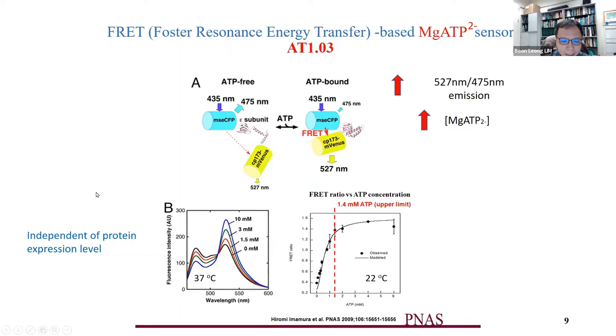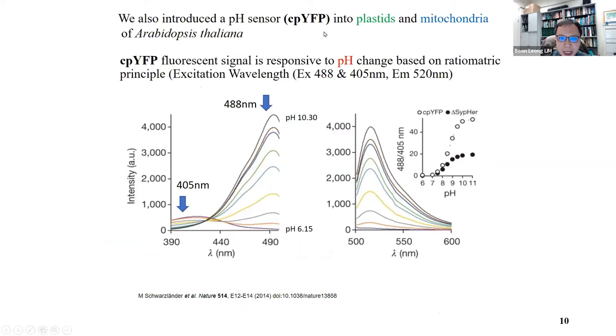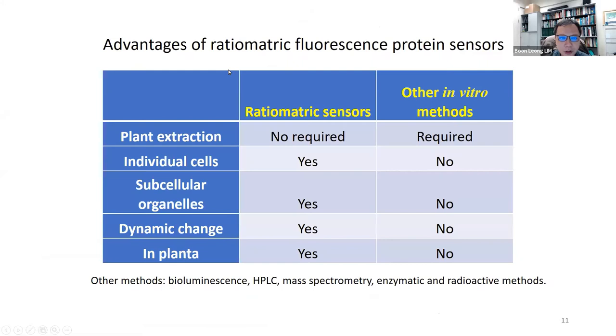We also introduced a pH sensor. This pH sensor is also ratiometric, and it can be excited by two wavelengths, with the emission at 520. So we can look at the emission excited by these two wavelengths and get the ratio, and when the pH changes, this ratio will change. The advantage of using ratiometric fluorescent protein sensors is that they do not require plant extraction, and we can look at changes in individual cells and in subcellular organelles, in planta.